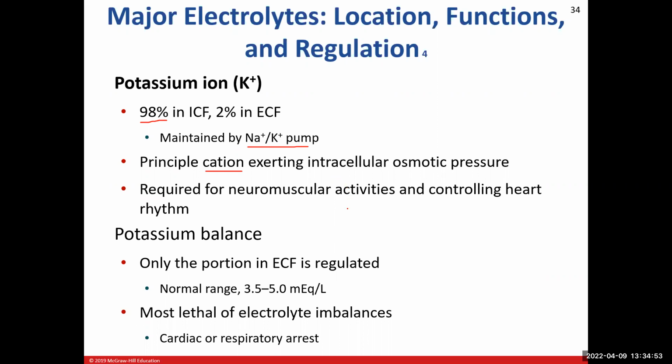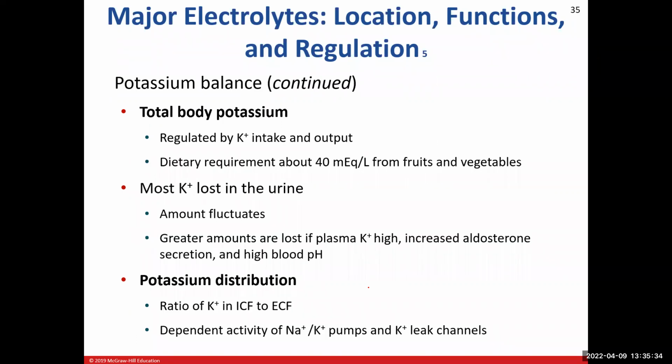Since the majority of potassium is located inside the cells, the only portion that can be regulated is the potassium outside the cells in the extracellular fluid. The normal range for potassium is 3.5 to 5 milliequivalents per liter. That's what they're looking for when you get your blood drawn and they check your potassium levels in the blood plasma. Significant imbalances of this electrolyte are the most lethal of the electrolyte imbalances, and can cause heart issues, lung issues, or respiratory arrest.